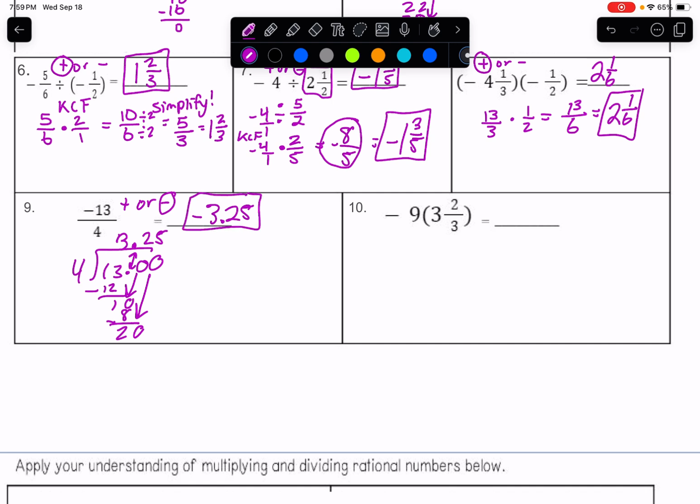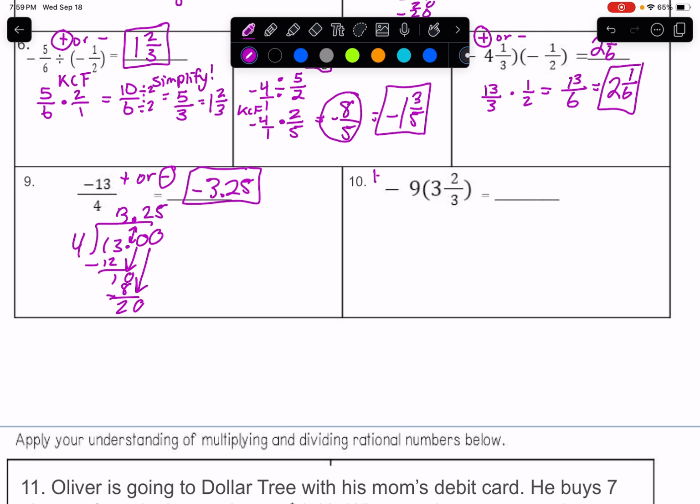We're going to skip 13. Here we go, number 11. Oliver is going to Dollar Tree with his debit card. He buys 7 pieces of candy that cost $1.18 each. What number represents a change in his bank account balance? Well, one candy, $1.18. And he's spending it. So we can think of that as a minus, negative, times 7. Well, positive or negative as my answer, it's going to be negative. Also, because you're spending money, it's a negative number.